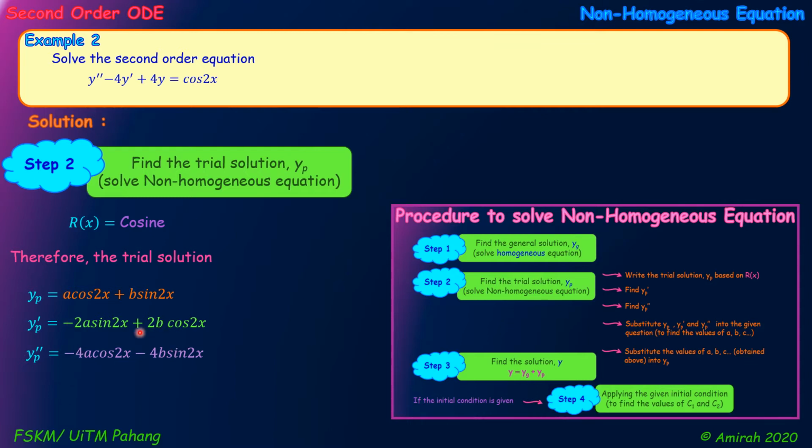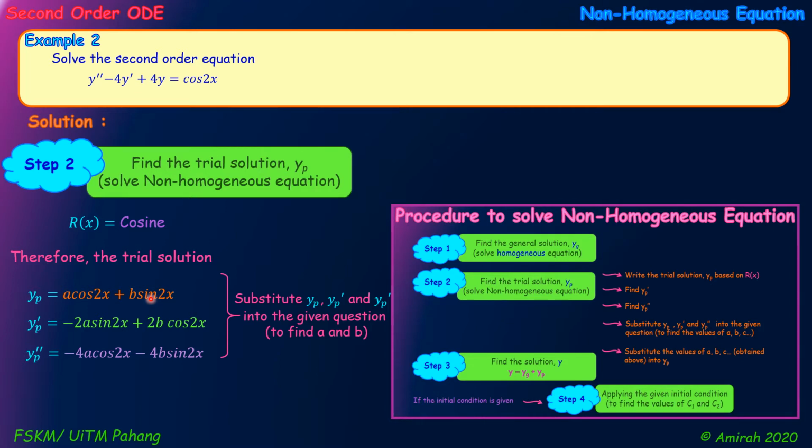And then when we differentiate 2b cos 2x, we still have constant 2b. Then we differentiate cos 2x, we get negative 2 sin 2x. So negative 2, we multiply by 2b here. So that's why we get negative 4b here. Alright, after we find Yp prime and Yp double prime here, then we substitute into the given question here to find the values of A and B.